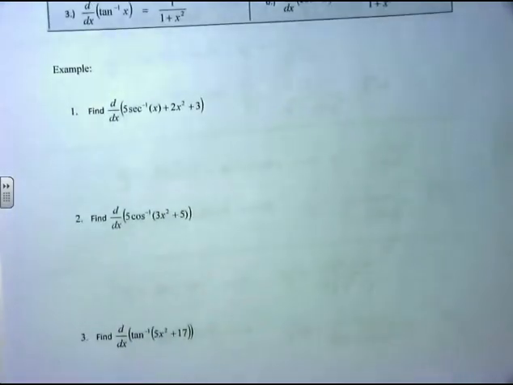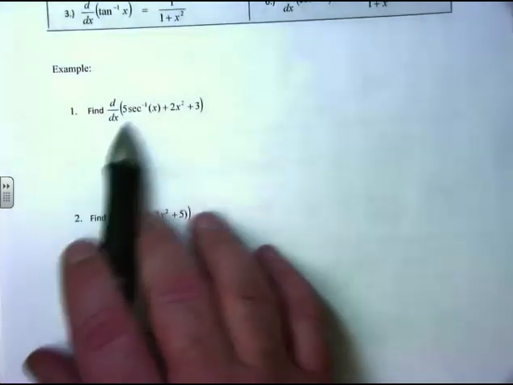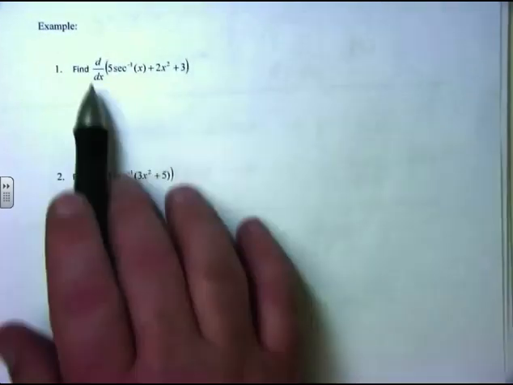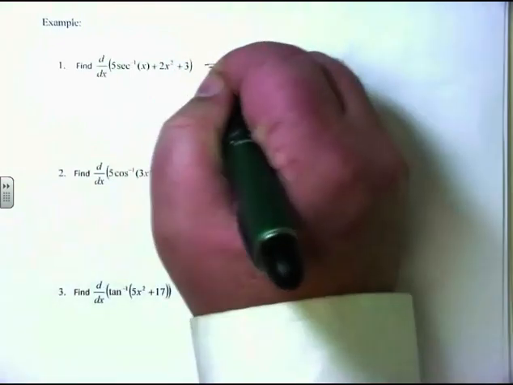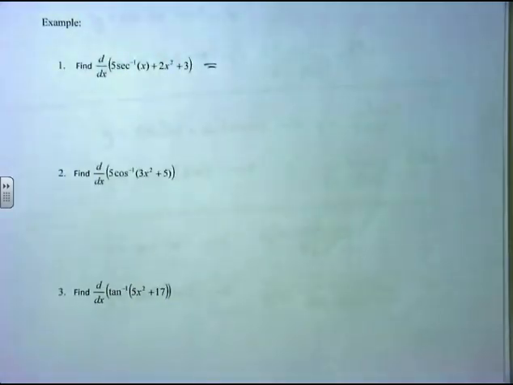The first one, again, I'll give you guys a little different looks of how we can ask you to take the derivative. This is our Leibniz notation of taking the derivative. d/dx, which means take the derivative of the function that follows. It's just equal to, what's my derivative? What is the derivative of 5 times the secant inverse of x plus 2x squared plus 3?